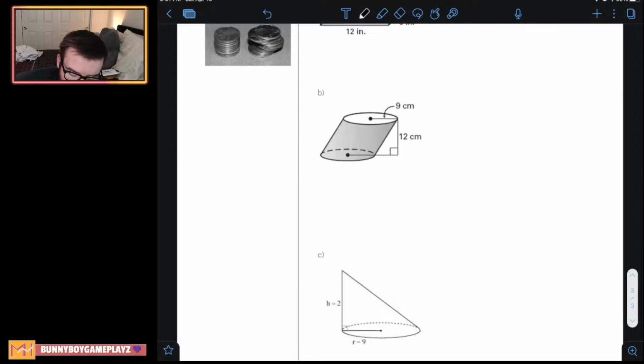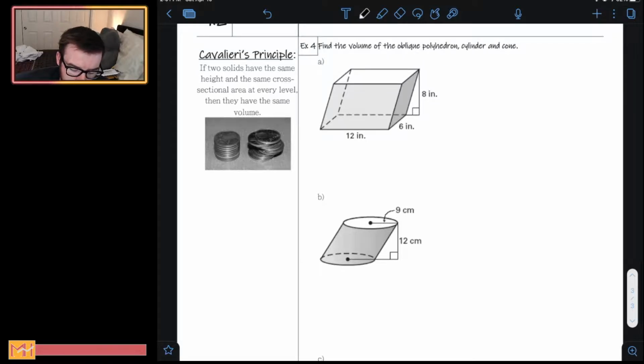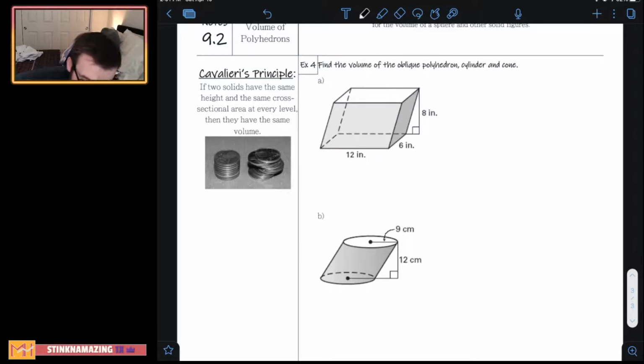Let's look at one more idea here, and that is Cavalieri's principle. I don't really know who Cavalieri is, but I guess he came up with it. If two solids have the same height and the same cross-sectional area at every level, then they have the same volume.